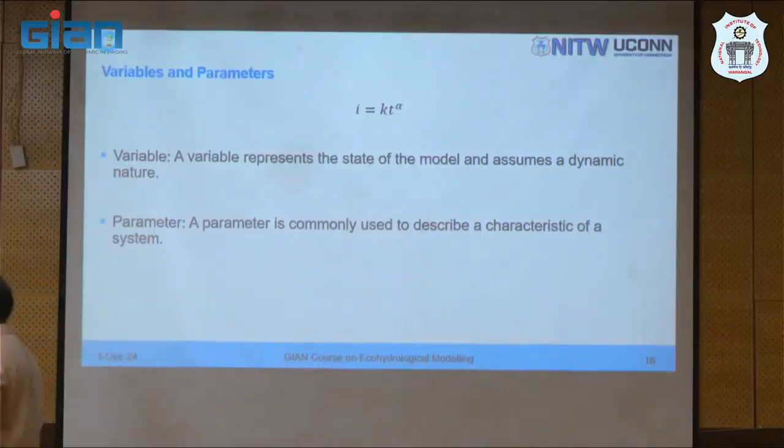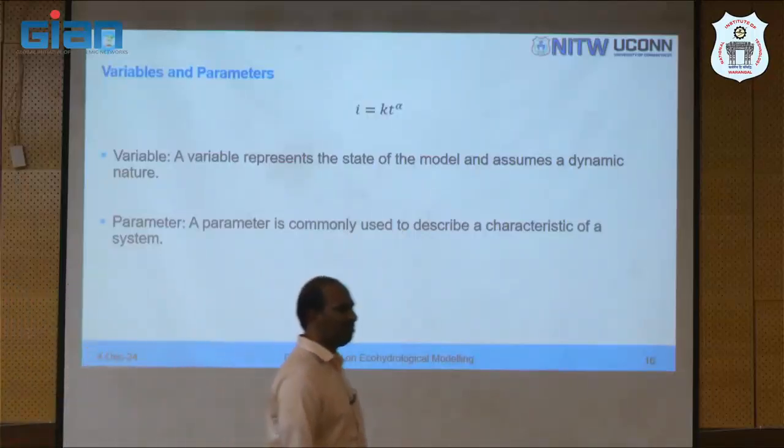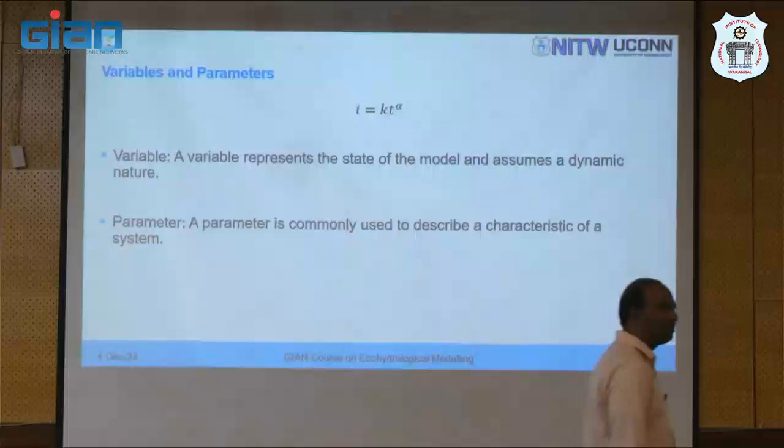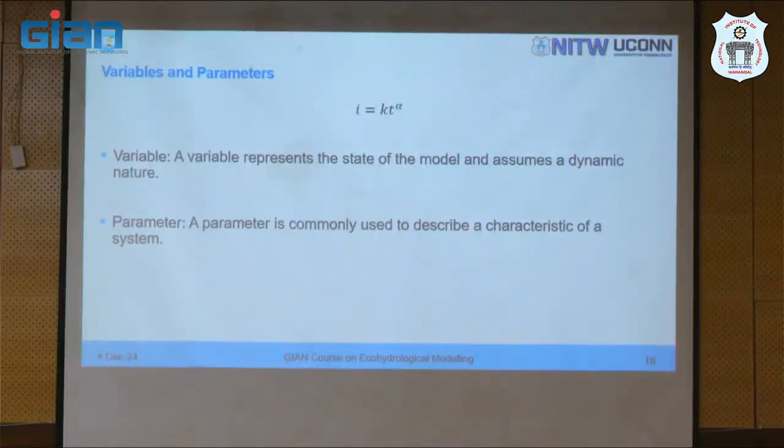Is curve number a parameter, or is it a variable? Why is it a parameter? Curve number is fairly well defined, no? Given a land use, given a soil class, your curve number is more or less defined. Why?